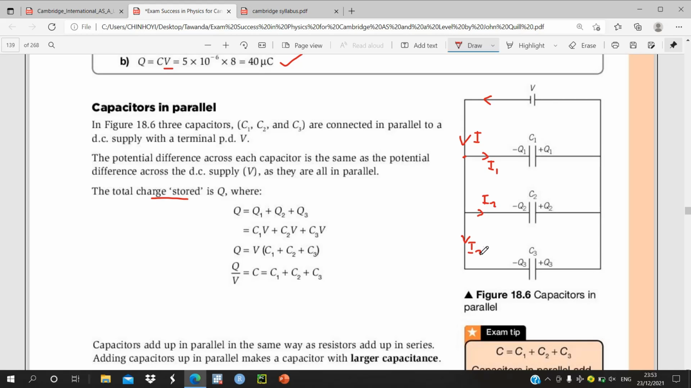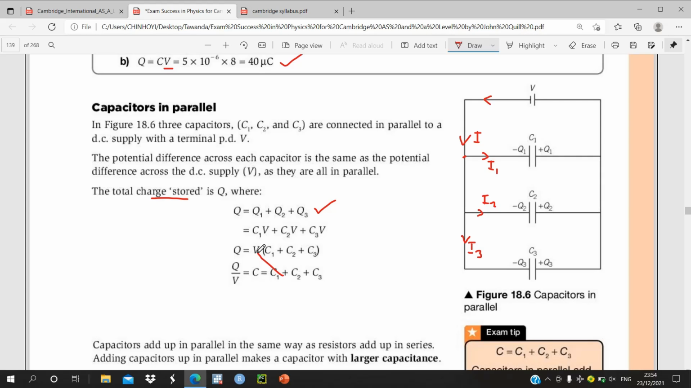So meaning to say, the total charge will be the charge flow of this. Remember, current is flow of charge. We are going to say flow of this charge plus flow of this charge plus flow of this charge. Then we come up with this equation, the total charge stored. But remember, from our formulas, charge is equal to capacitance times voltage. So charge is capacitance 1 times the voltage, which is the same throughout, plus capacitance 2 times voltage plus capacitance 3 times voltage.